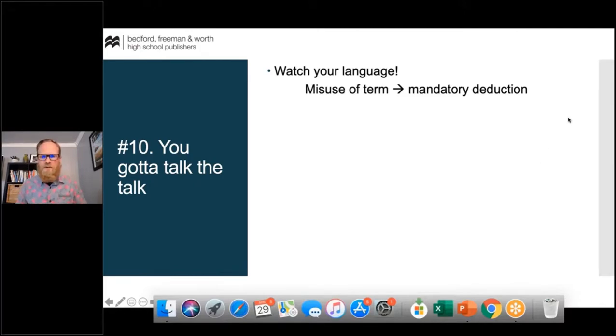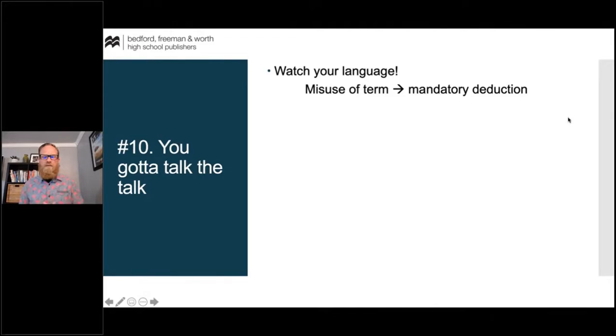So the way the rubrics are written for the AP exam, if you misuse a term, it could take you from an E, essentially correct, down to a P, partially correct, or from a P, partially correct, down to an I for incorrect.